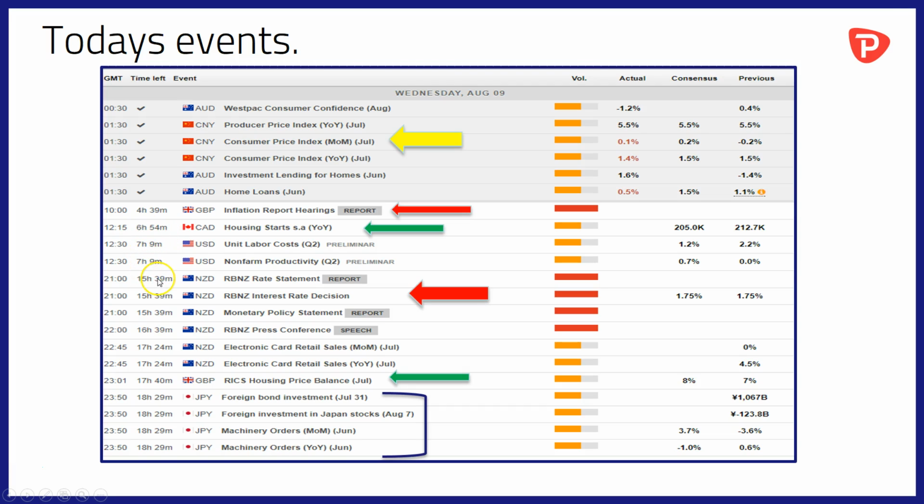Later on we will have monetary policy statements from the Reserve Bank of New Zealand. That's at 2100 GMT. We have the rate statement, the interest rate decision, a monetary policy statement, and a press conference all to come there. And then at 2301 GMT tonight, the RICS, Royal Institution of Chartered Surveyors, housing price balance data for July. Obviously that's again quite a sensitive item for the UK economy. And then foreign bond investment and machinery orders data from Japan at 2350 GMT to finish the day off.